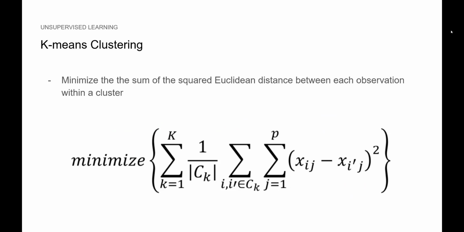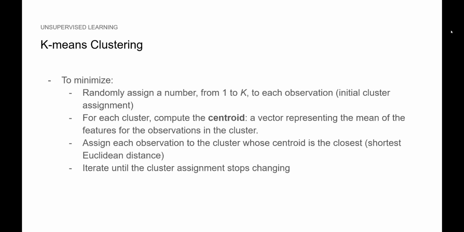Clustering is achieved by minimizing the sum of the squared Euclidean distance between each observation in a cluster, as expressed by the equation below. To do so, the algorithm first starts by randomly assigning each observation to a cluster. Then, for each cluster, a centroid is computed, which is a vector representing the mean of the features in the cluster. Then, each observation is assigned to the cluster whose centroid is the closest. The two steps above are repeated until the cluster assignment stops changing.